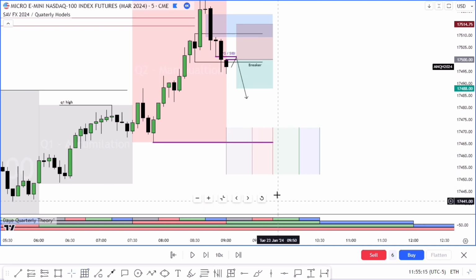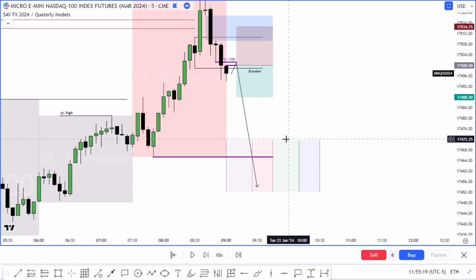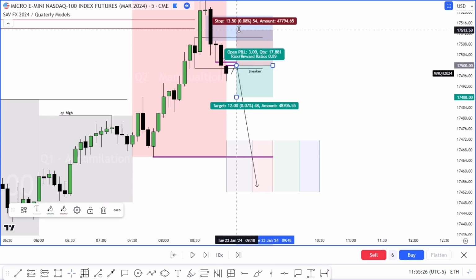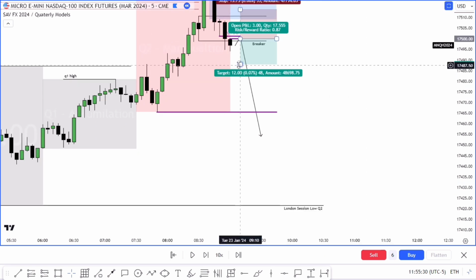As soon as price purges this range like this, I do not want to see price reacting higher within Q3. If that was to happen, I would initially just move my stop to break even, or I can manually close the trade, right?